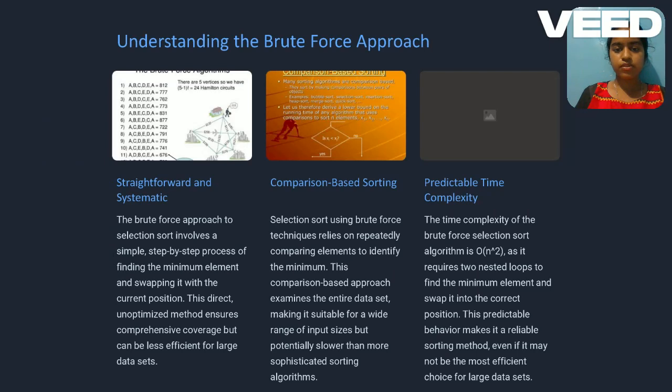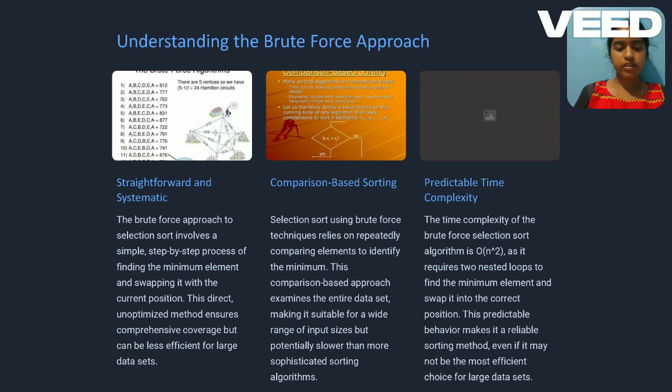Understanding the brute force approach. In the brute force approach, selection sort generally passes through the list, which we number from 0 to n minus 2. The algorithm searches for the smallest item among the last n minus i elements and swaps it with A[i]. After n minus 1 passes, the list is sorted.